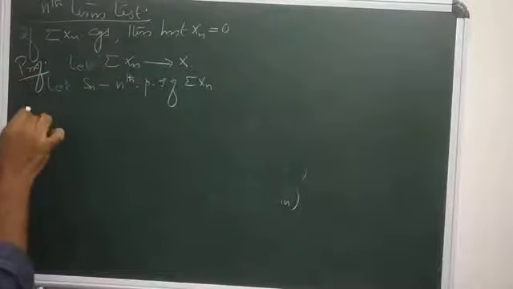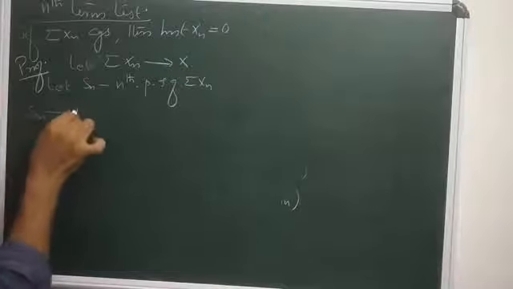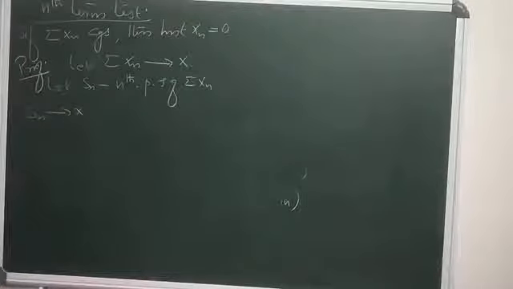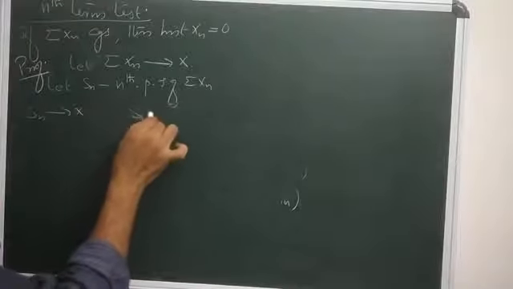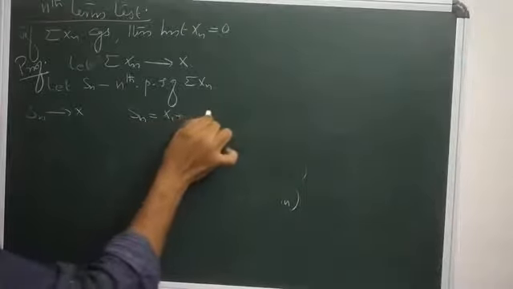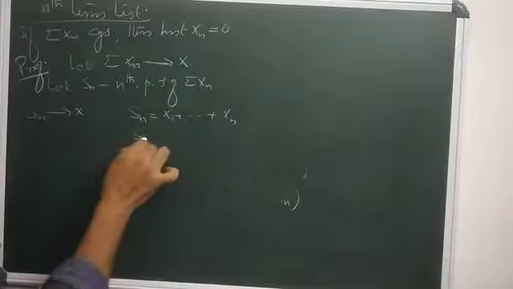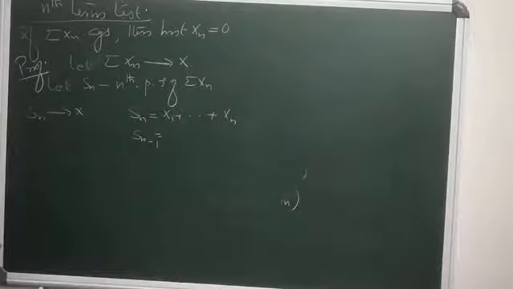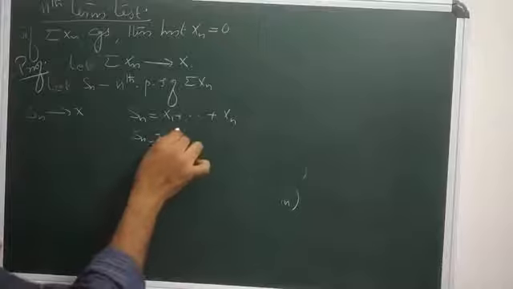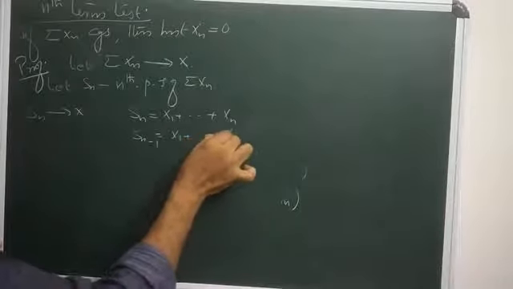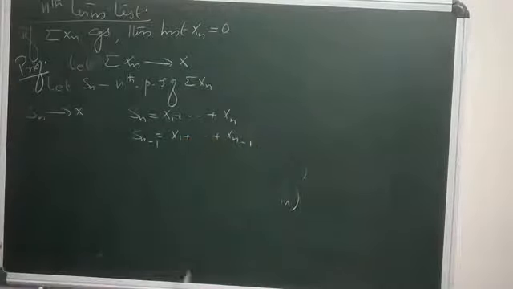Since sigma xn converges, we know that if a series converges, then its nth partial sum also converges to the same point. Sn converges to x. But what is Sn here? Sn equals x1 plus etc. plus xn. What is Sn minus 1? That is the (n minus 1)th partial sum of the series sigma xn, so that is x1 plus etc. plus xn minus 1.